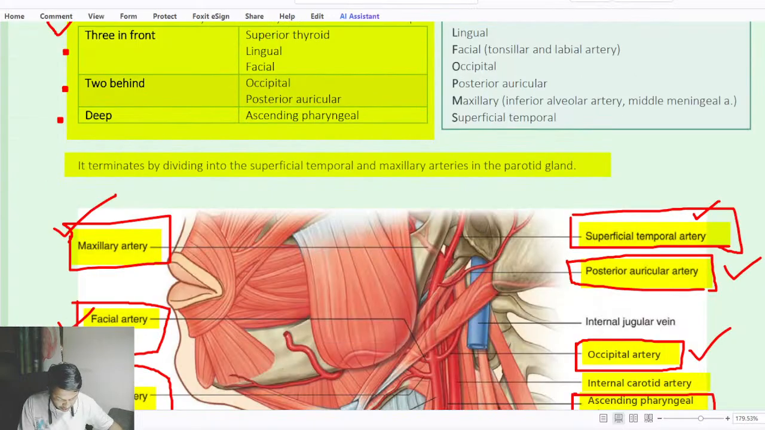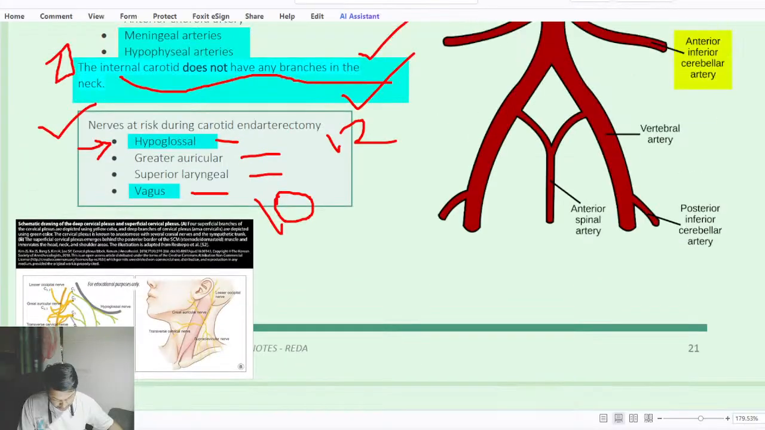Okay, superior laryngeal nerve. I didn't know this nerve exists. I thought it was external laryngeal and recurrent laryngeal. Superior laryngeal is also there. Okay.